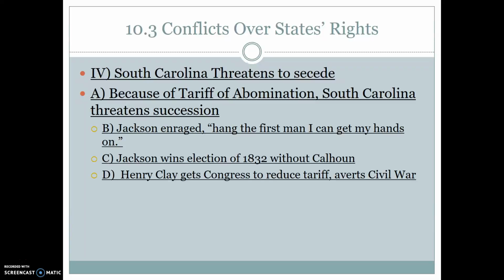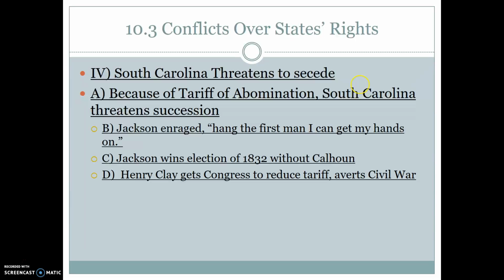And Jackson, of course, is enraged because he doesn't take things very lightly. So he states, I will hang the first man I see from the rafters. More or less saying that the first man he sees from South Carolina, aka his vice president at this time, is going to be hanging from the White House. Yeah, that's very much Jackson, kind of on the crazy side there. So Jackson actually ends up still winning the election of 1832, even without John C. Calhoun's support and him as vice president, because he was just that popular.